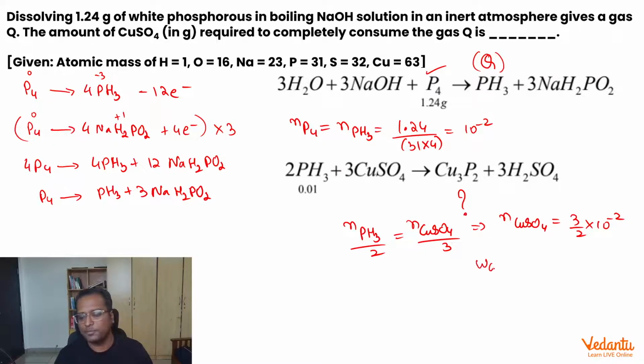Now we just have to convert this into weight. That's simple. 3 by 2 into 10 to the power minus 2. And then you have 63 here, 96 here. Let me quickly solve it for you. 63, 96 into 3 divided by 2 divided by 100. So the answer that we get is 2.385, or on rounding off, you'll get it as 2.38.